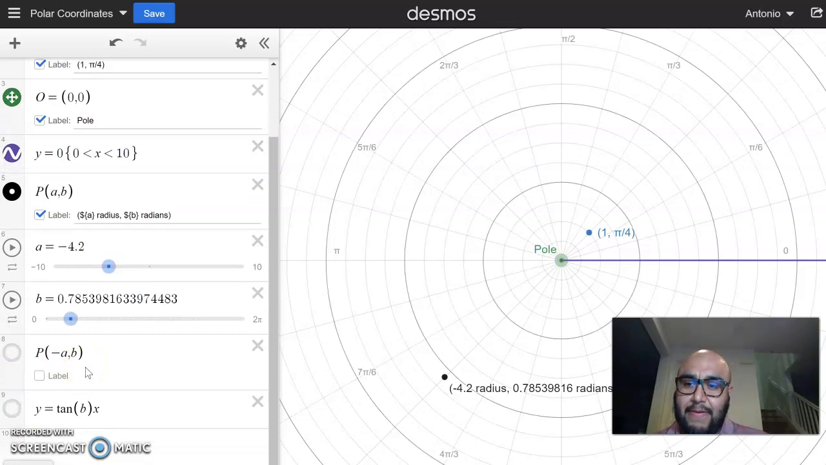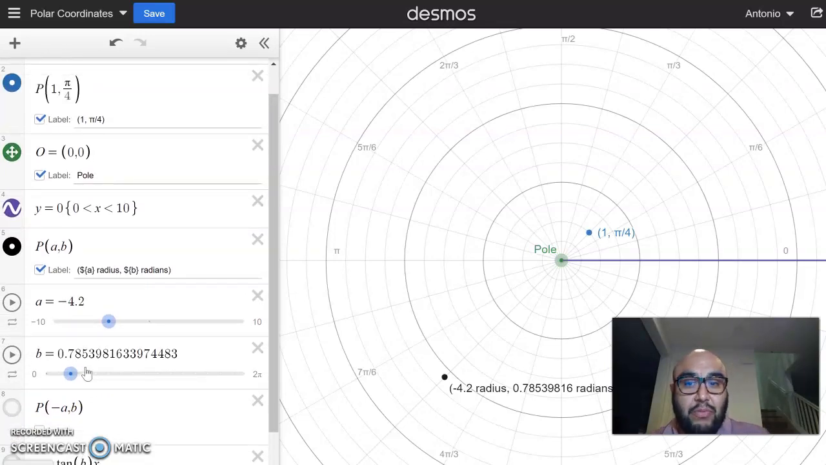What we're going to learn in this module is how to plot points, which we've kind of started here already, how to convert between our polar coordinate system and our rectangular coordinate system, and then how to convert points and equations between those two systems.